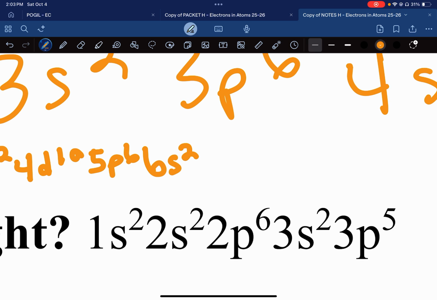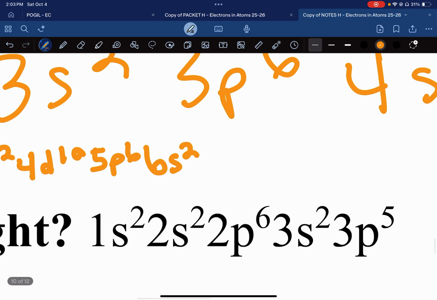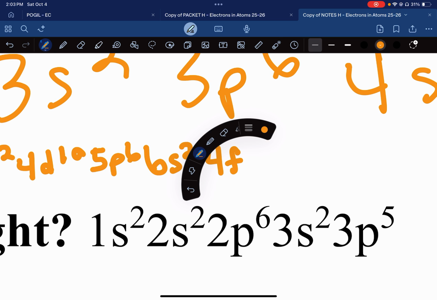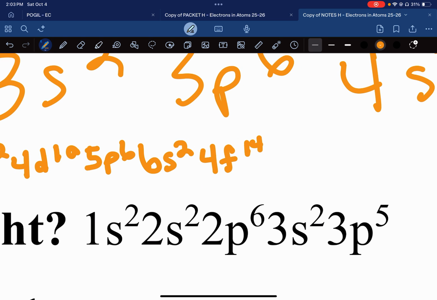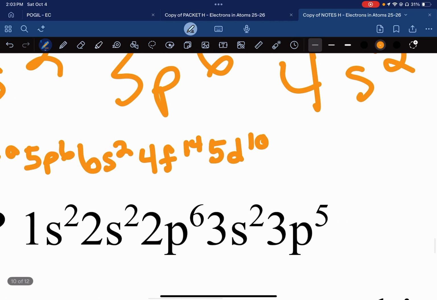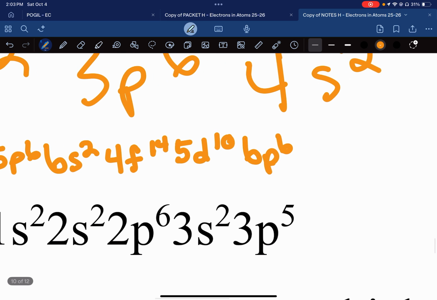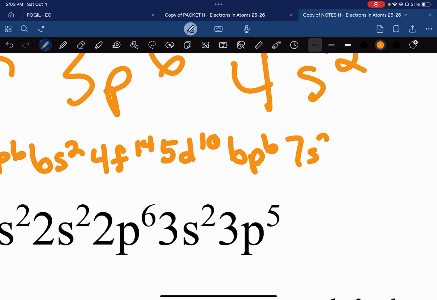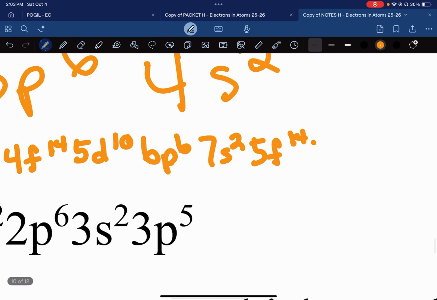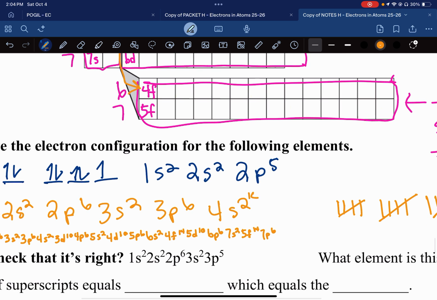So after 6s2, now I'm going to say 4f14. And then now I'm back to my 5d10 and then my 6p6, 7s2. Now let's get my transition metals back in the mix. 5f14, 7p6. All right, that makes sense. All right, let's go look at this here.